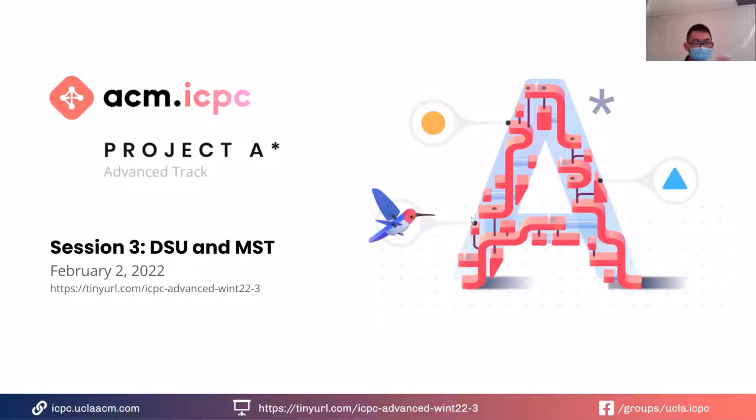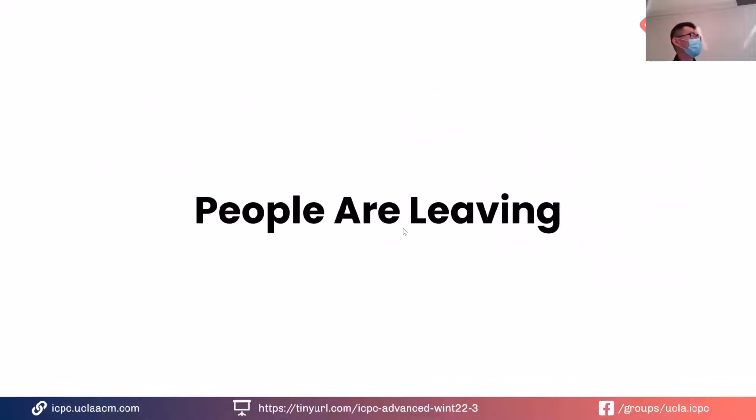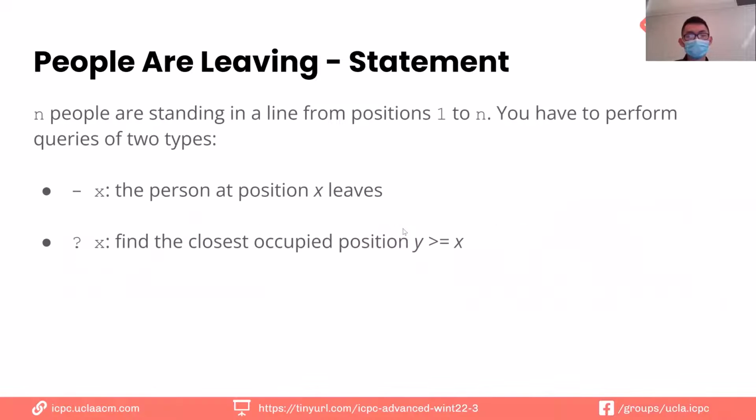All right, let's start. So we're gonna begin with this example problem called people are leaving. The statement goes, n people are standing in a line from positions 1 to n. You have to perform queries of two types. One is minus x, indicating that the person at position x leaves. And the other is question mark x, asking you to find the closest occupied position, so that a person still stands there at y, which is greater or equal to x.